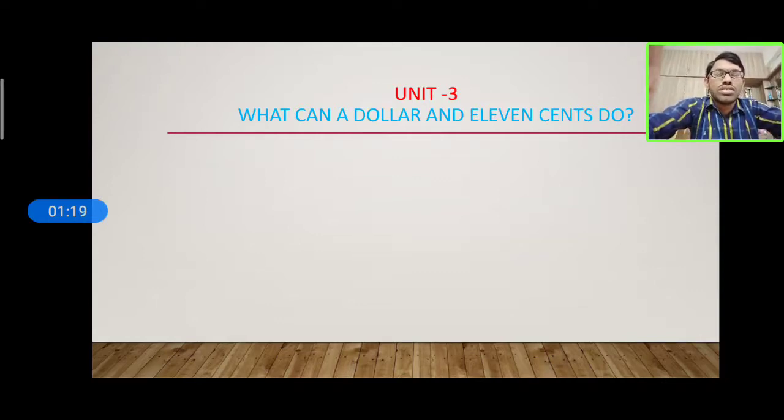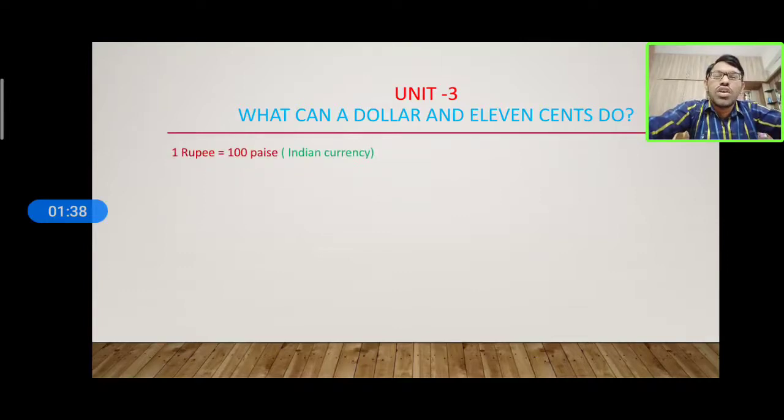Generally, for our country India, what is our currency? Our currency is the rupee, is it right? For the rupee, are there any units? Yes, there are. 1 rupee is equal to 100 paise. That is Indian currency. I think you are understanding my point. There is a relationship between rupee and paise.